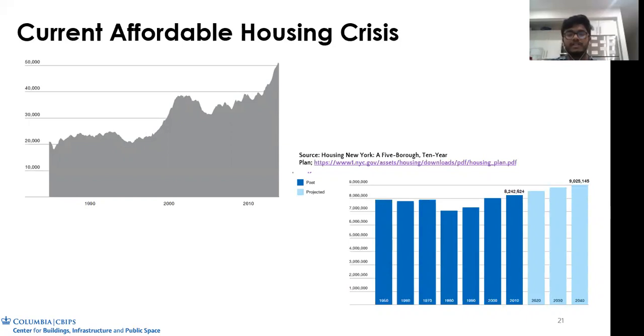The graph on the right shows the increasing population in the city of New York. Right now it's around 8.2 million, and it is projected that it will go to almost 9 million in the year 2040.